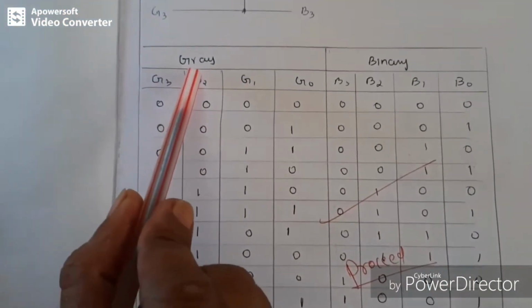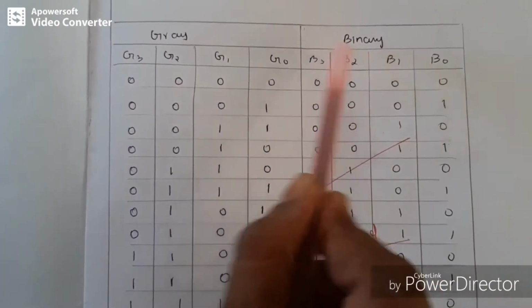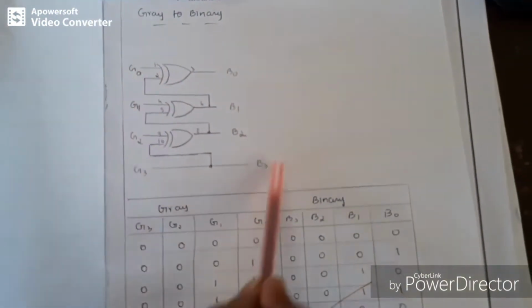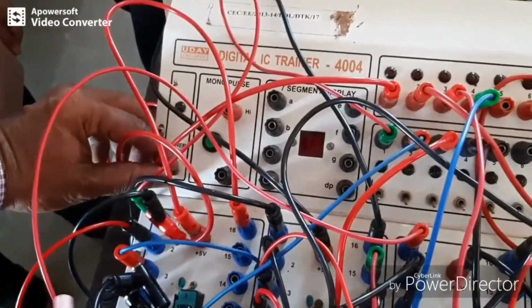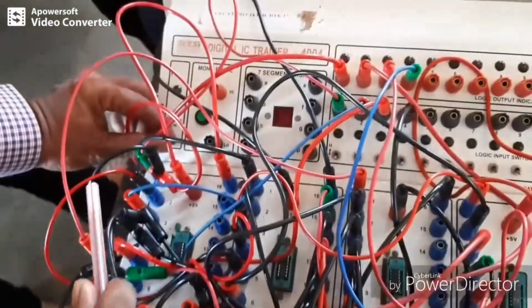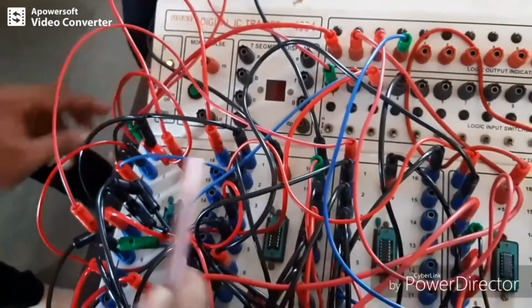After this, this is the code for gray to binary. When you implement this, you will get this circuit diagram, gray to binary. So this is the implementation circuit diagram. This is the implementation of binary to gray.